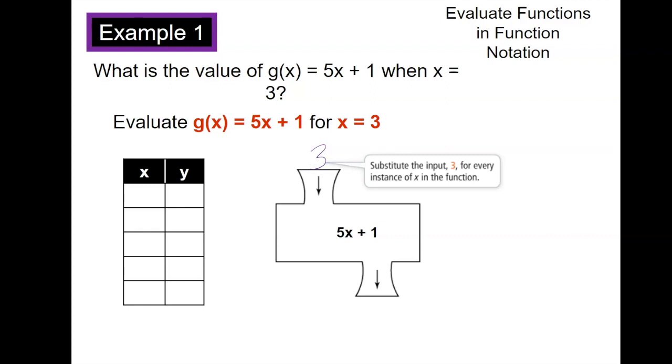So in this case, we can just generate some values. We could start simple with 0, 1, 2, 3, 4. We'd apply this function every time. So here's my 3. If I plug this in, this is going to relate to that. 5 times 3 is 15. 15 plus 1 is 16. So my output is 16.